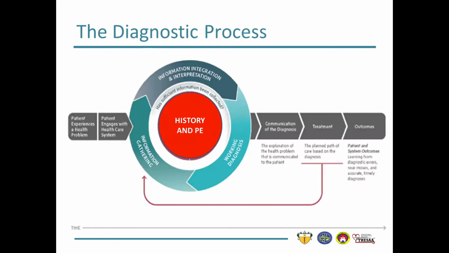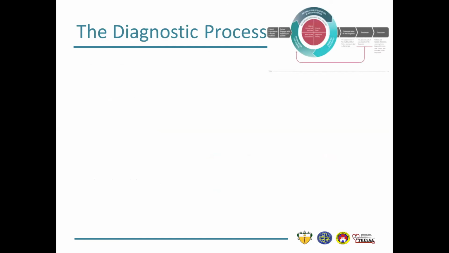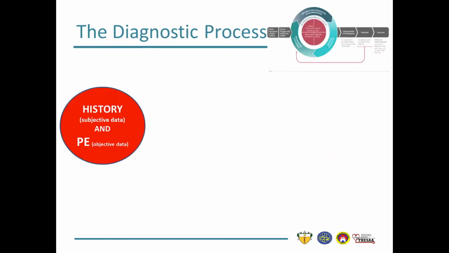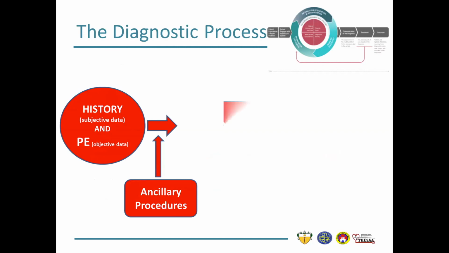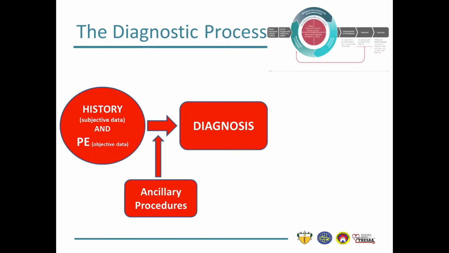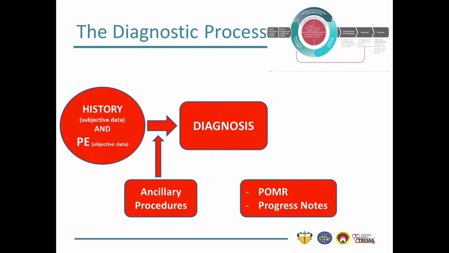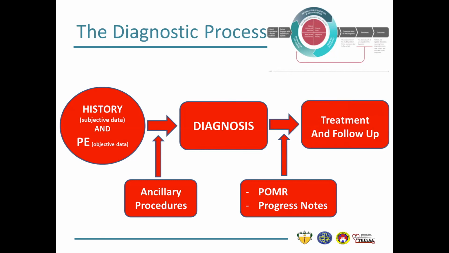Now I give you back to the diagnostic process. History and PE take a central role in diagnosing our patients. Thus, if you combine history, which is subjective data, and physical examination, which is objective data, together with different ancillary procedures, we can come up with a diagnosis. And if you are going to do your POMR and progress notes, you can always come up with a good treatment plan and be able to follow up your patient.